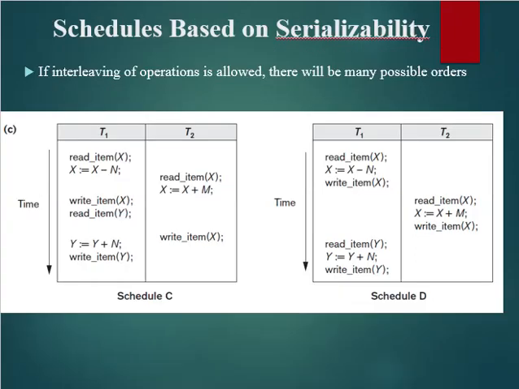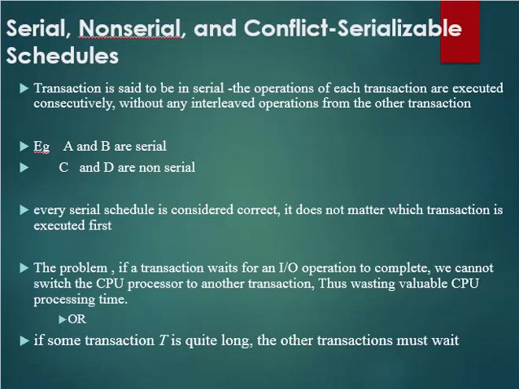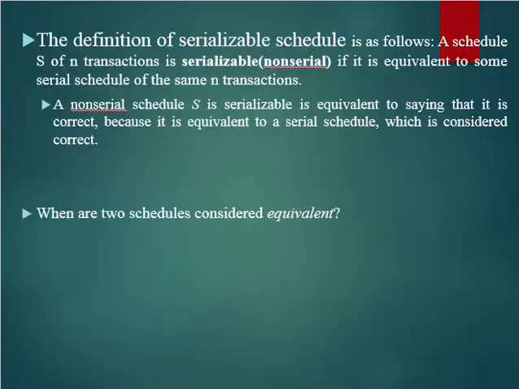So we compare the conflict equivalence as well as the equivalence of the order of any non-serial schedule, which is to be matched with any one of the serial schedules. That way, in this example we found A and D have some similarity, and lastly we found that they are serializable.